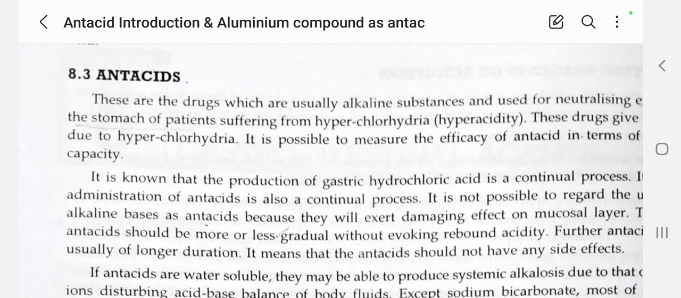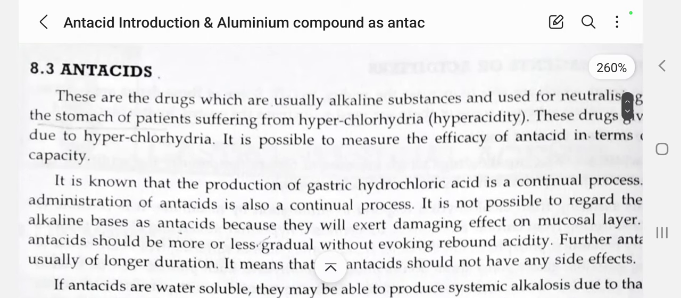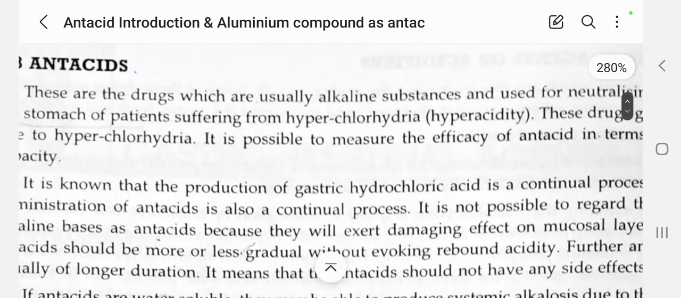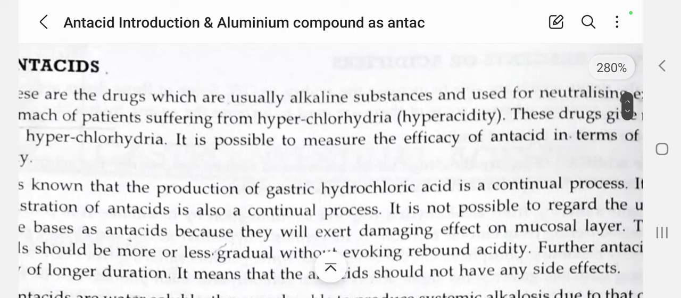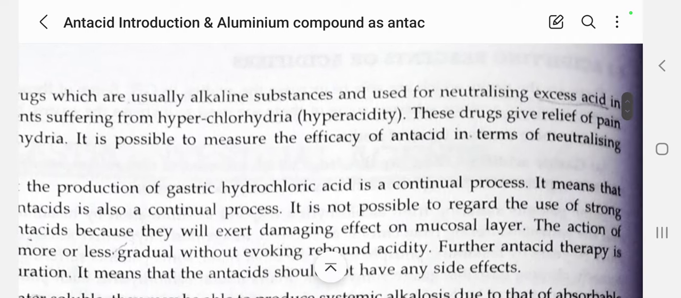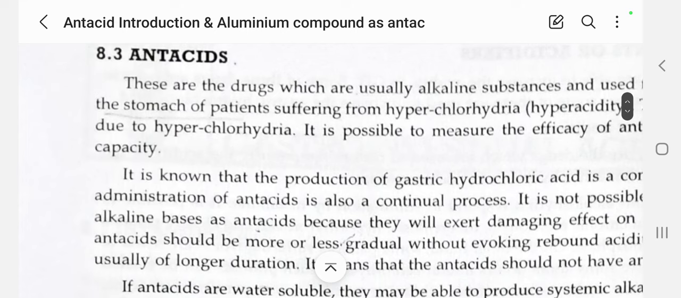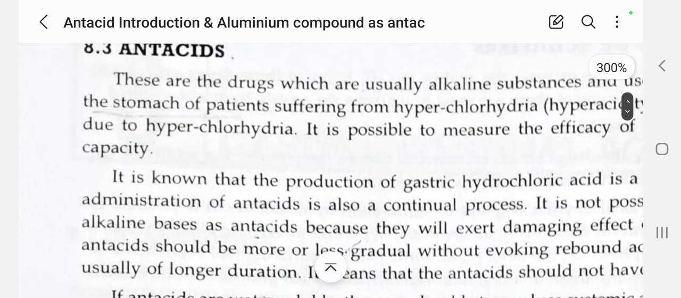Suppose the patient is suffering from hyperchlorhydria. What does hyperchlorhydria mean? It means hyperacidity, that is, excess acidic secretion in the stomach. These drugs give relief of pain due to hyperchlorhydria. Hyperchlorhydria means excess secretion of hydrochloric acid in the stomach. In that case, we can give them antacids.